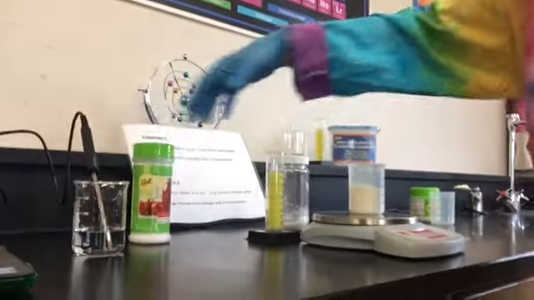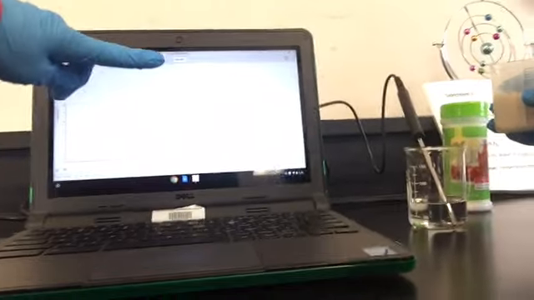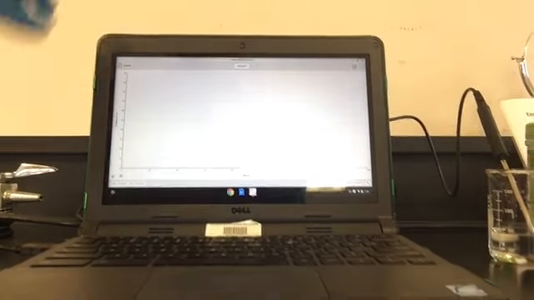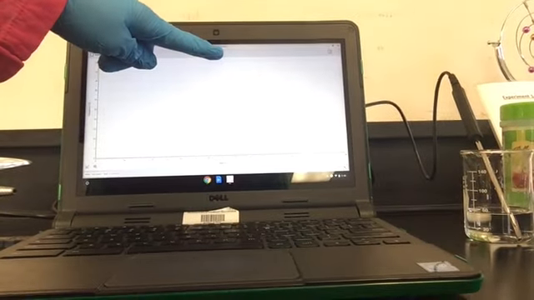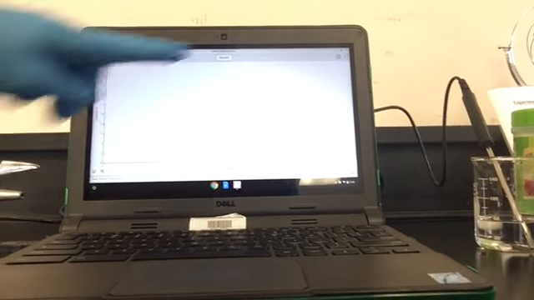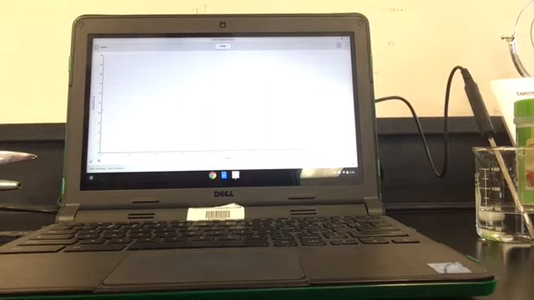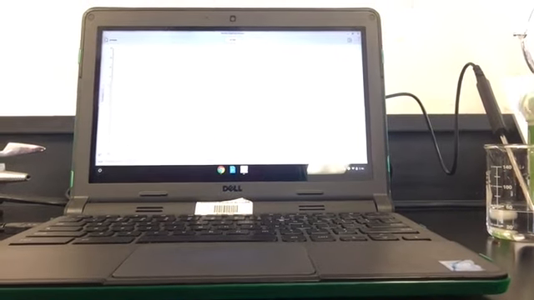Can you see that? Okay, I'm gonna back up a little bit. You guys can see that all. And I have the 50 grams of citric acid all ready to go. We're gonna mix it in and watch what happens to temperature. What's our initial temperature? Right about 22 degrees.